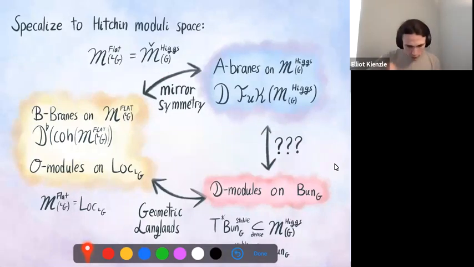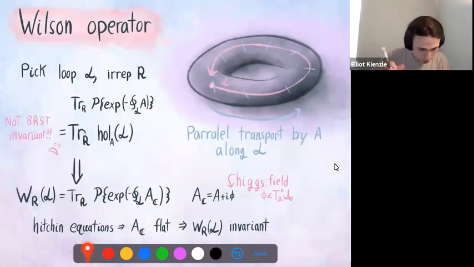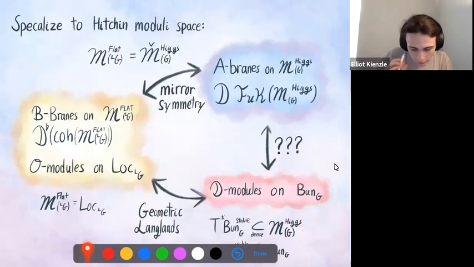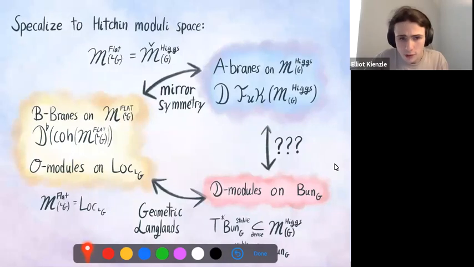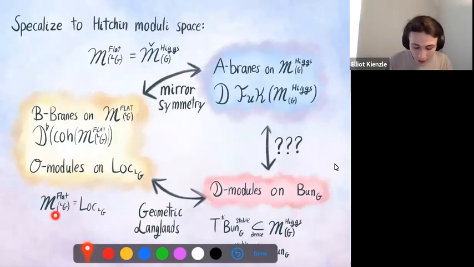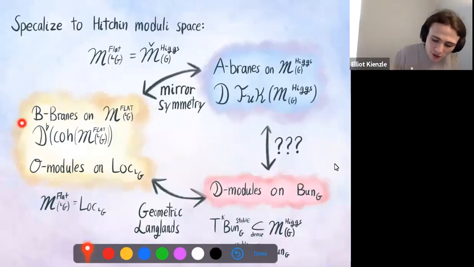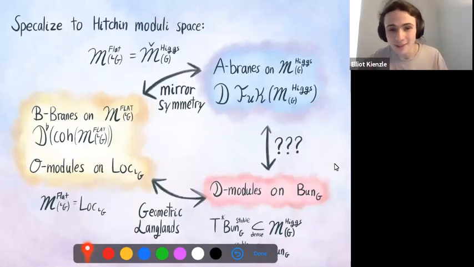So what's cool about this is the B model. The category associated to the B model, the B branes on this space, is the derived category of coherent sheaves on this space here. And that's just O modules on that space. If you remember from the non-abelian Hodge correspondence, this space corresponds exactly to the moduli space of local systems. So this category here is almost identical to the category of O modules on the space of local systems. And this was the category that we needed for geometric Langlands.